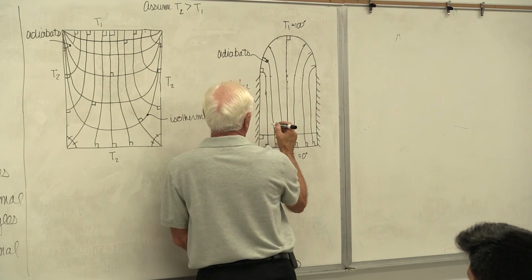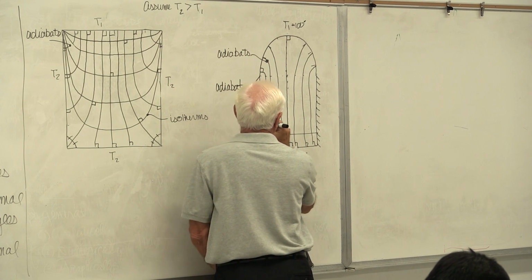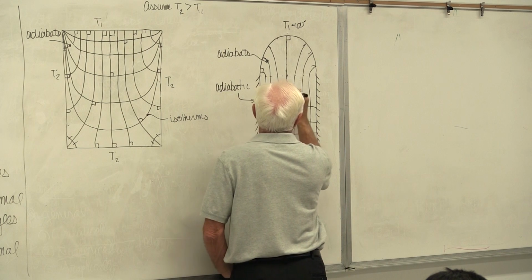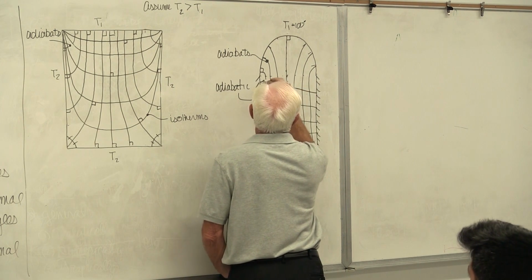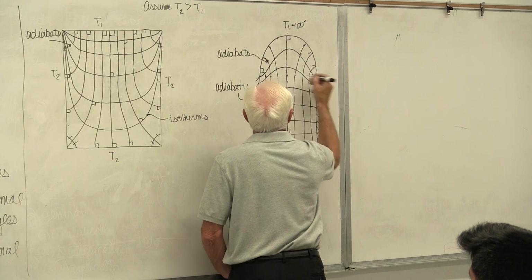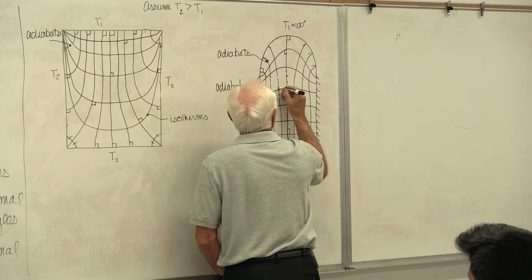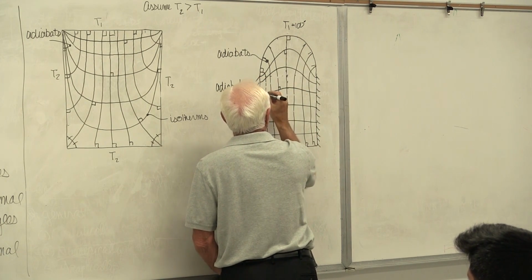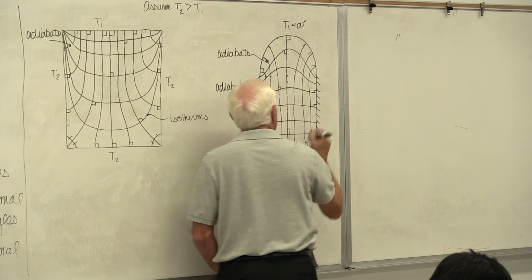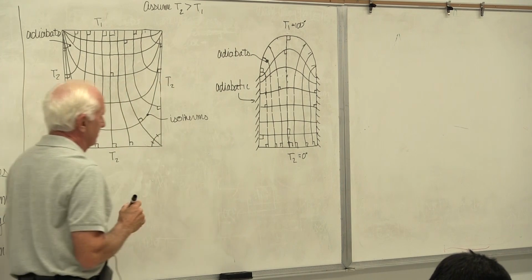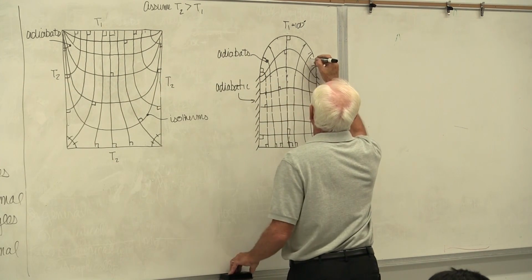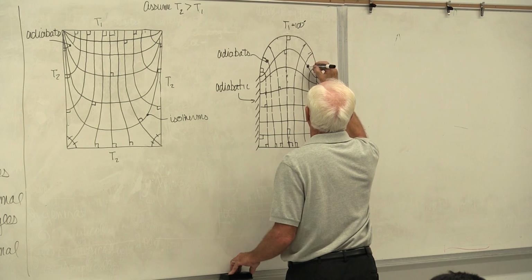Okay, the next one, and the next one, and the next one, and the next one, and this one. Everywhere inside the boundaries, these guys have to cross at right angles, when they touch the boundary at a right angle. Those guys are the isotherms.